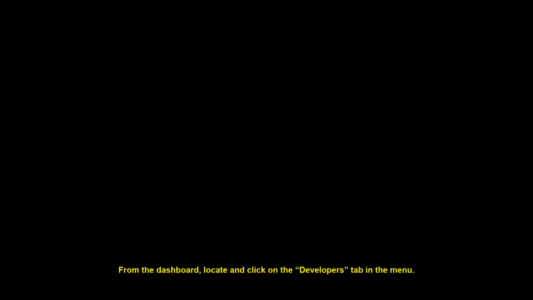From the dashboard, locate and click on the Developers tab in the menu. In the drop-down, select API keys to access your authentication keys. Make sure to copy your publishable key and secret key for later use.